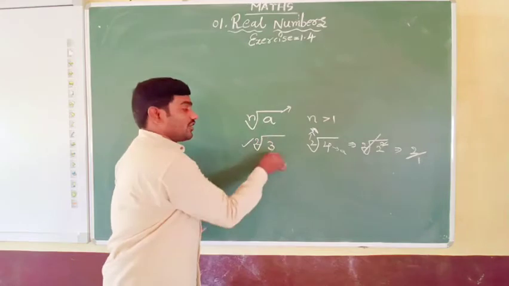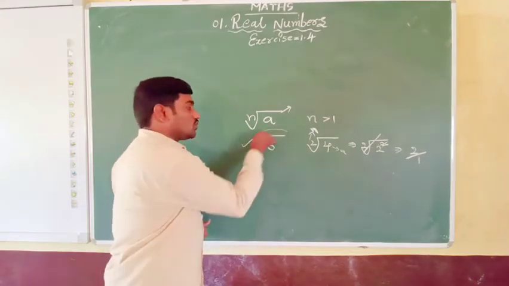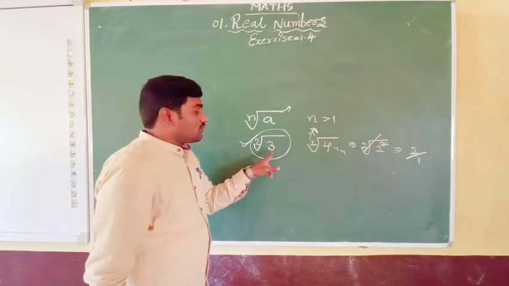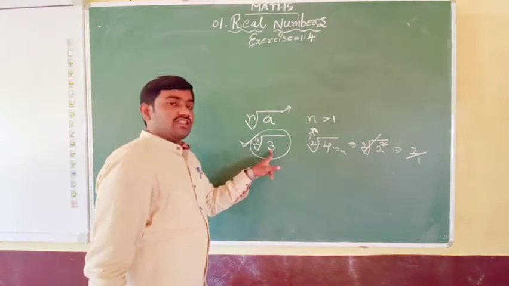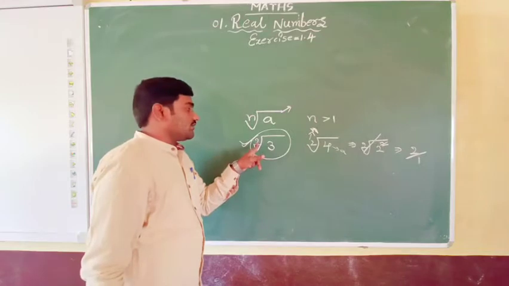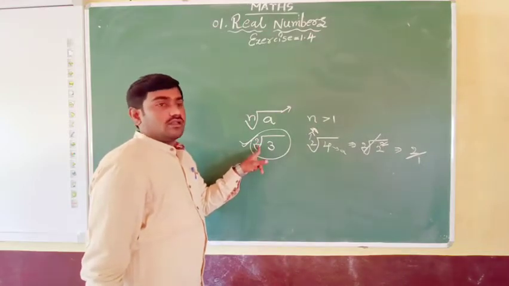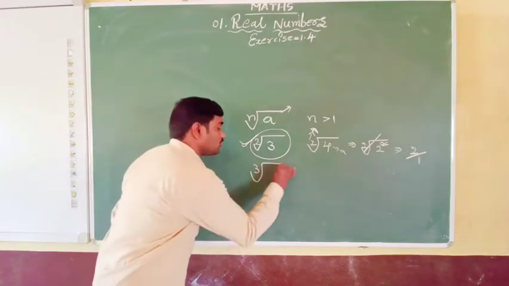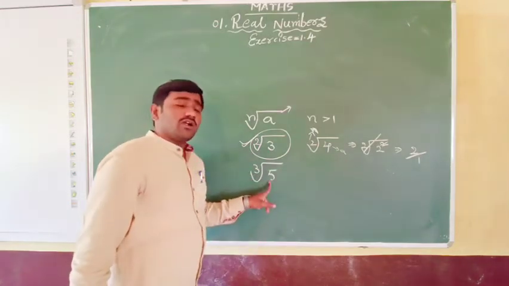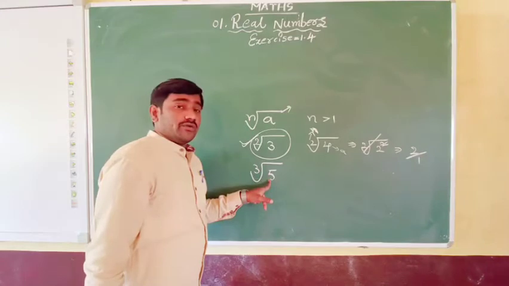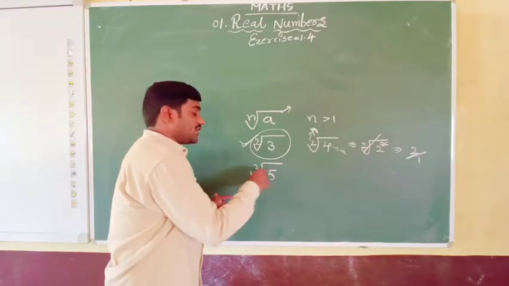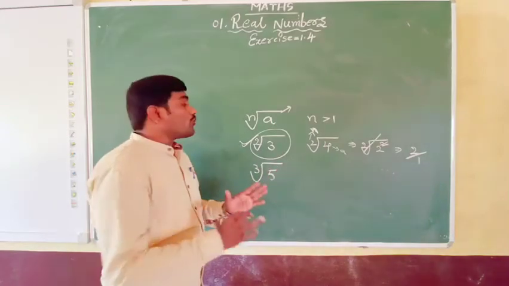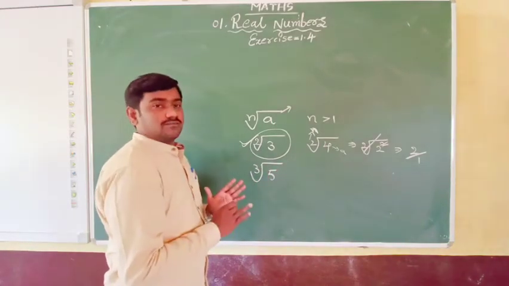But here, can you factorize this 3? No. So it is called a surd. If you try to write 3 using the factorization method, you cannot get a square. We cannot write 3 as any power of 2 here. Or take the cube root of 5. If you want to factorize this 5, you cannot write 5 as any power of 3. So I hope you understand what the meaning of surds is.